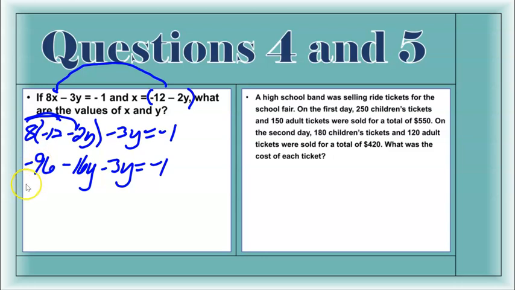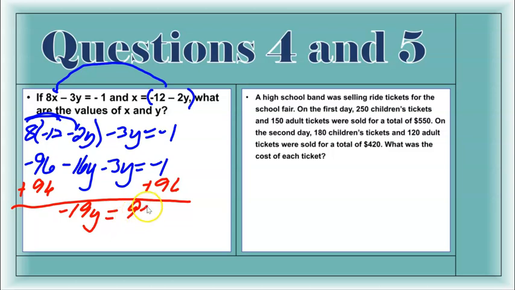That gives us a negative 96 minus 16y minus 3y equals negative 1. I need to get this 96 to the other side, so I'm going to add 96. And when I do that and combine like terms on the left, I'm left with negative 19y equals 95. To get y by itself, I'm going to divide by negative 19. And 95 divided by negative 19 would give us negative 5. So y is going to be a negative 5.